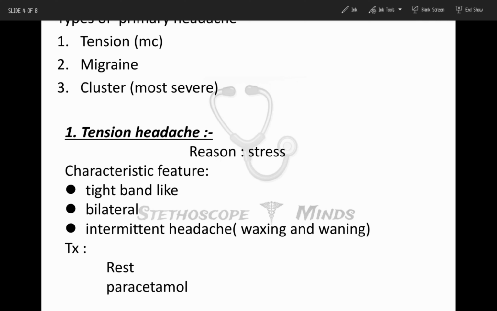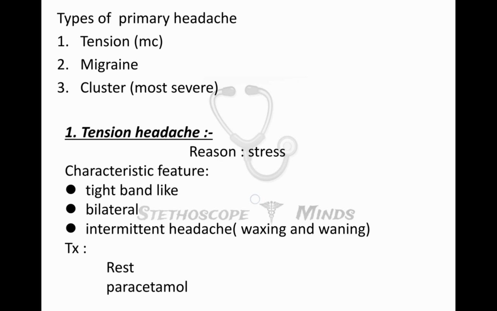The main cause of tension headache is stress, and the characteristic features are a tight band-like, bilateral, and intermittent headache, which is waxing and waning type. It is very important to know the value of these keywords because examiners often favor certain keywords when crafting the exam questions. So we should identify and focus on those keywords to save time. And the treatment for tension headache is taking rest and giving the paracetamol pill.